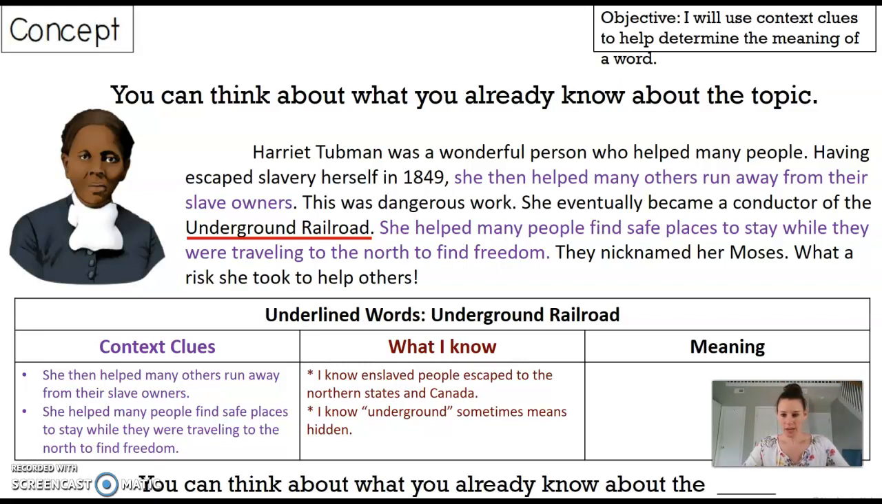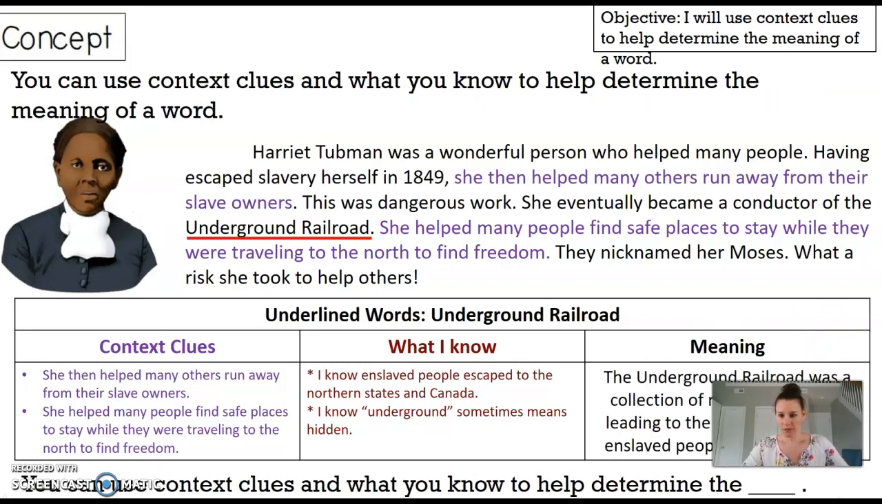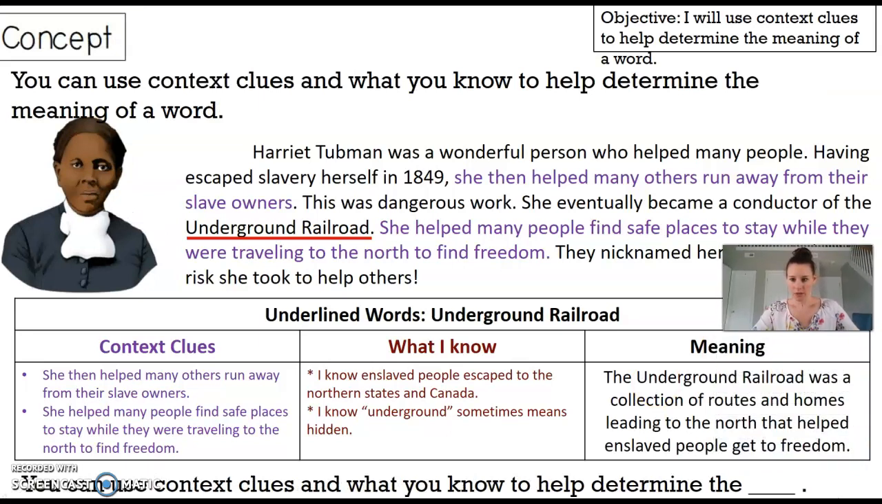So let's go to the next slide, and I think I'll have to move my video up here. And so we come over here and we have the meaning of the Underground Railroad. So I put together my context clues and what I already know, and I came up with the Underground Railroad was a collection of routes and homes leading to the north that helped enslaved people get to freedom. So there's one example of using context clues for figuring out the meaning of a word or a phrase.